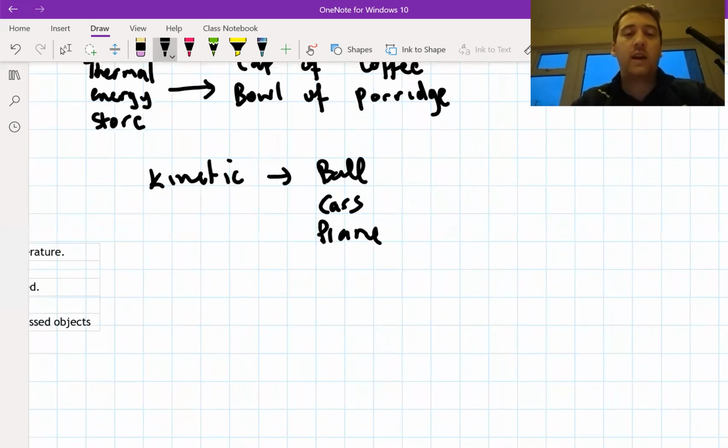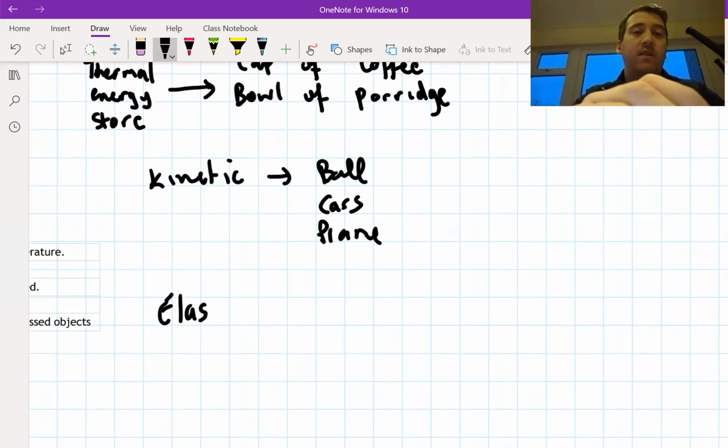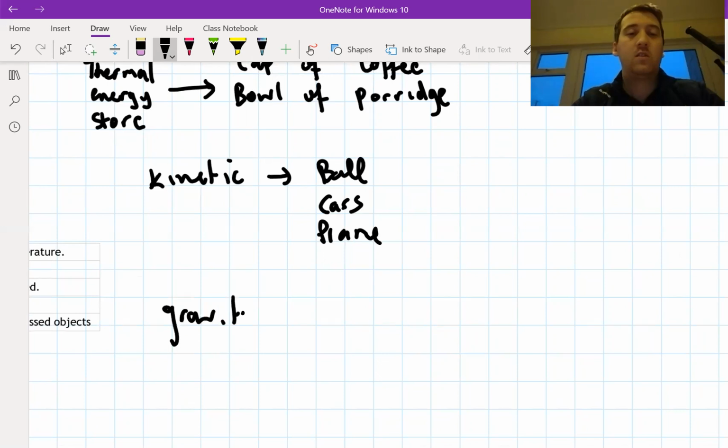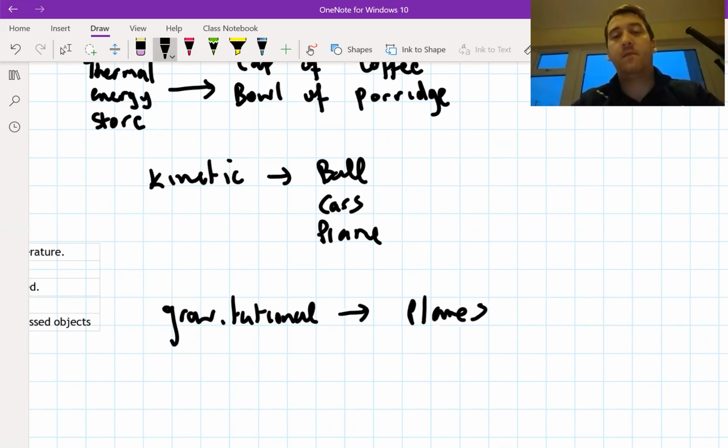The next one was gravitational. Doesn't matter if you do them in the same order or not. So things like planes, when planes are flying. What else do we have? Stuff that would fall down from the air. A ball kicked up in the air, for example.